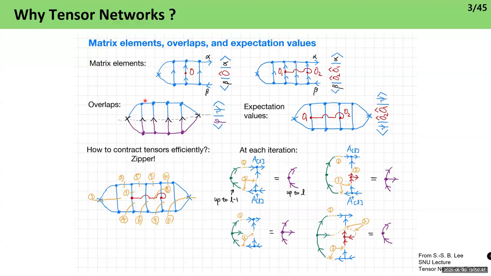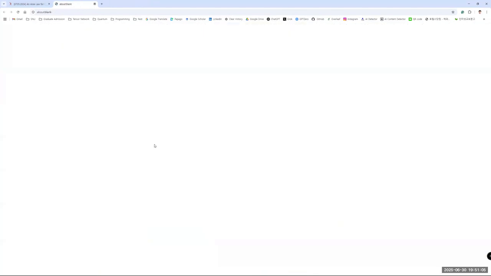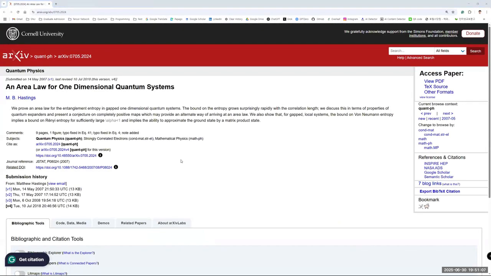Any more questions? Yeah, one in the chat. What is the area law? The area law for one-dimensional quantum systems. Ah, okay. Thank you for your paper.